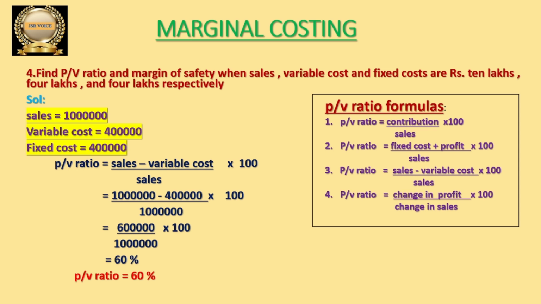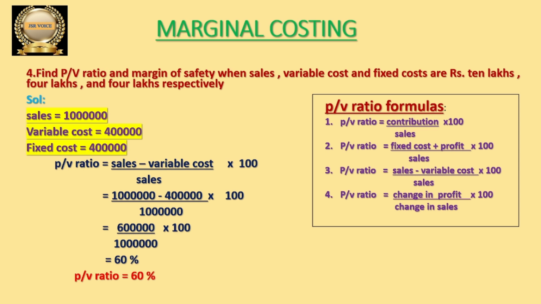PV ratio is equal to sales minus variable cost divided by sales into 100. We have sales in the question. You can see variable cost is there. Sales again we have same sales, 10 lakhs we have it, and into 100. So we can take this formula because in the question whatever information is given, if you apply here, this formula will be suitable for that information. So we can take this formula, third one. Fourth one we can't take here. So let us take third formula.